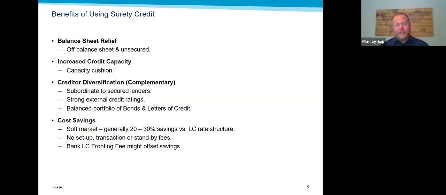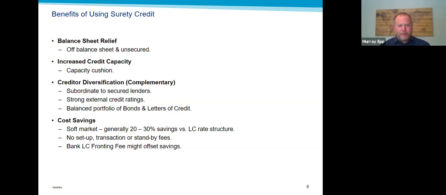Surety credit provides an increased credit capacity, which creates headroom when you look at your overall capacity available on a credit basis. I know that during COVID, a lot of our clients did risk mitigation draws on their revolvers or on their credit facilities. And the benefit of having used surety capacity already meant that they had access to that capacity on their revolvers to make those draws.